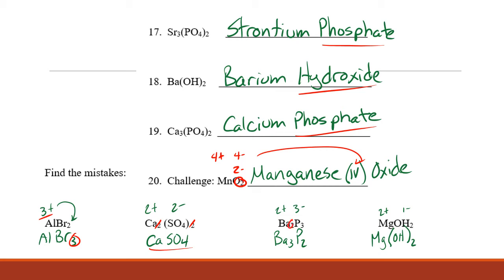Ba2P3, again, this number is not the charge. Charge for barium is 2+, and for phosphorus is 3−, so these need to be crisscrossed. MgOH2 is missing some parentheses. That's there because the OH is a polyatomic ion together.